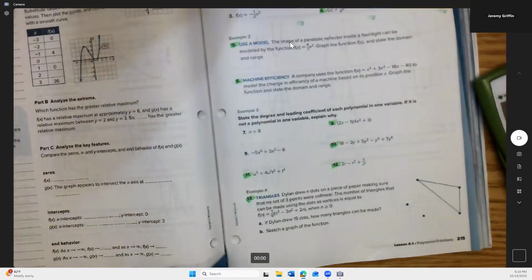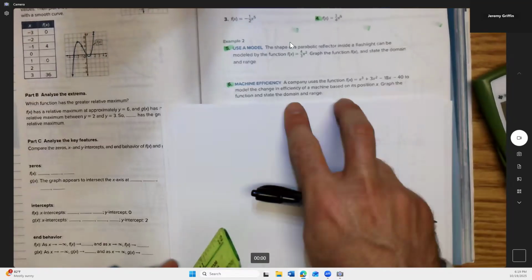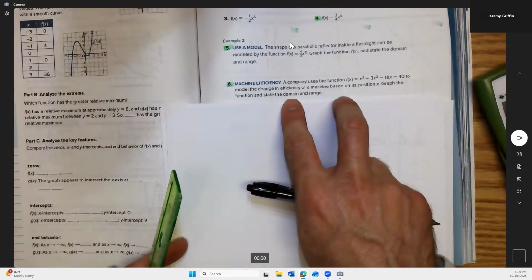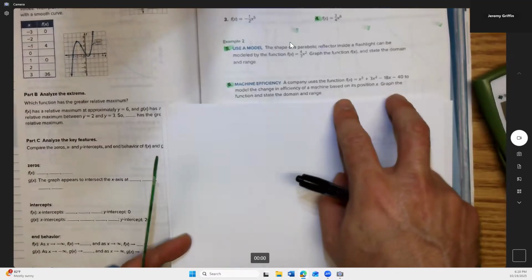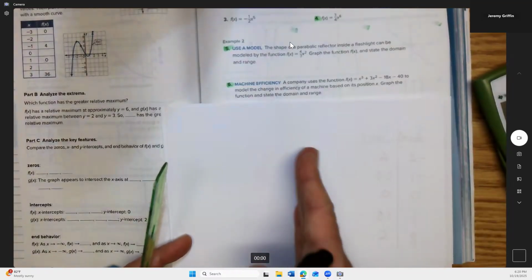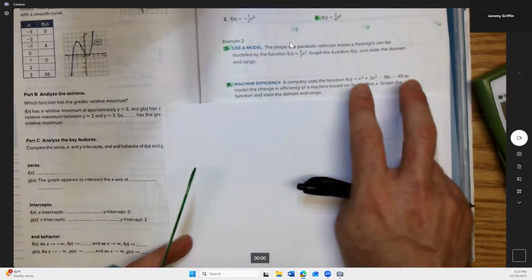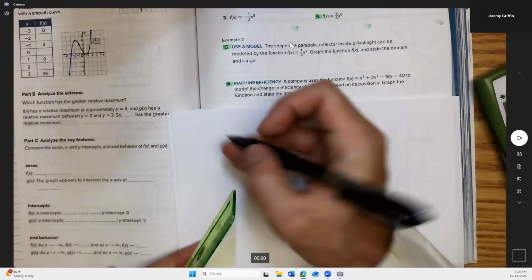All right, what's the next one here? Number 6, machine efficiency. A company uses this function to model a change in efficiency of a machine based on its position x. So maybe this machine can move left or right. If you have it centered, it has some efficiency. As you move it left or move it right, there's some change in efficiency. Okay, so let's get that.